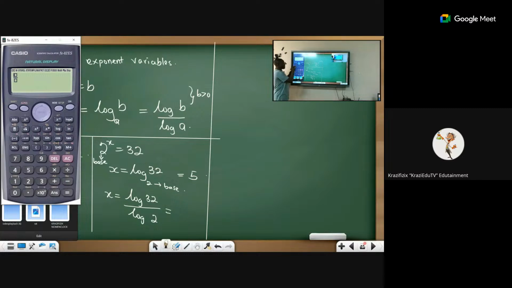It's called natural log. You'll also use this. Some of you did this under acid and base, pH. Log 32 over log 2. Check your answer. 5.